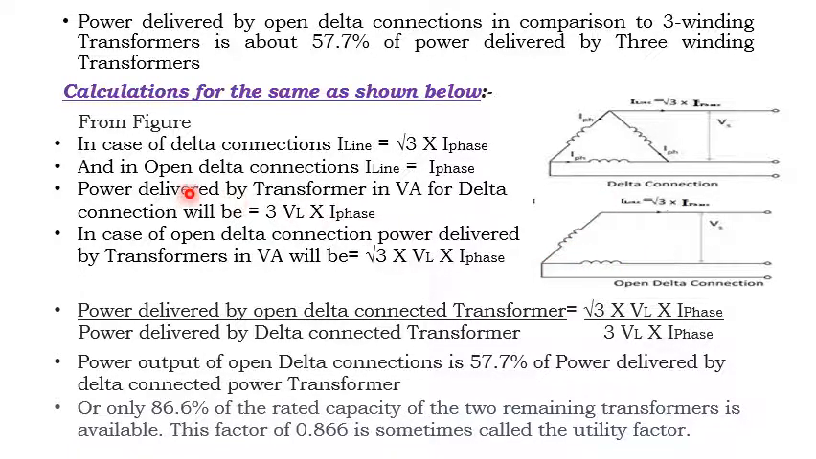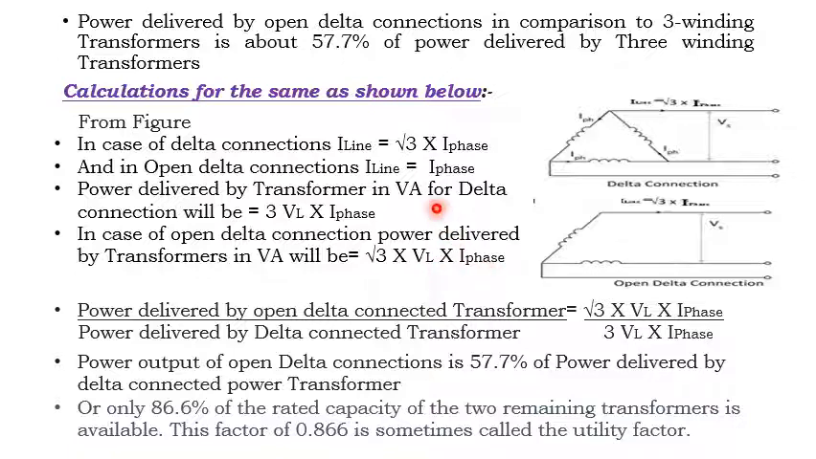Then what about the power delivered by both the transformers? First I consider the power delivered by the transformer in volt ampere. For delta combination, the power delivered is 3 times VL into I phase. Now in case of open delta combination, the power delivered is root 3 into VL I phase.